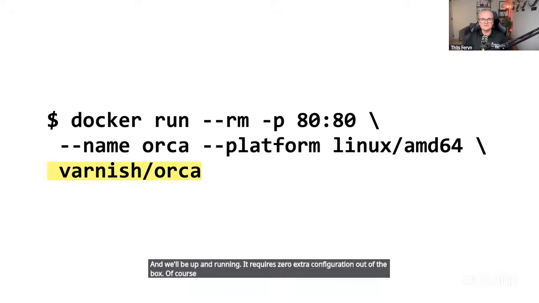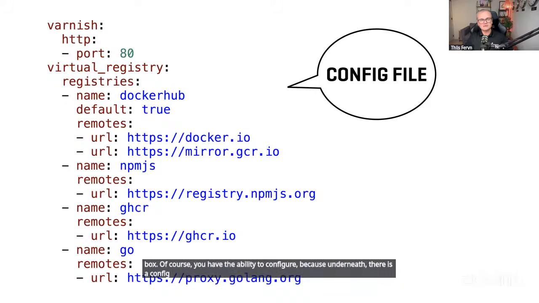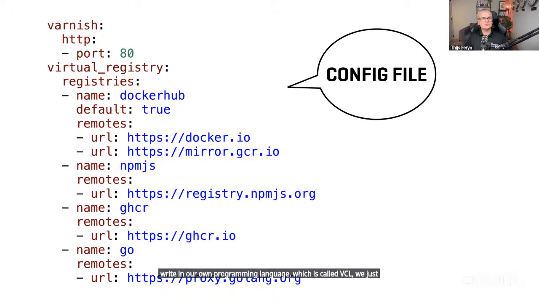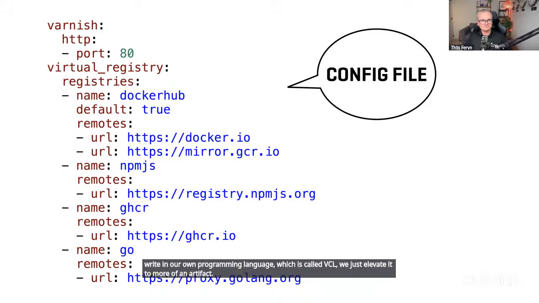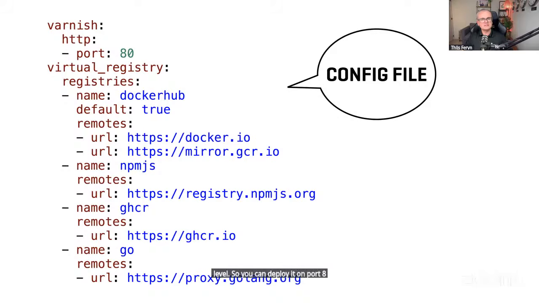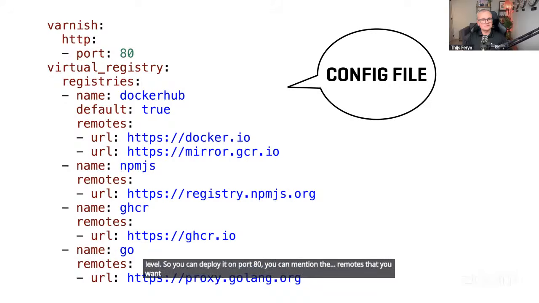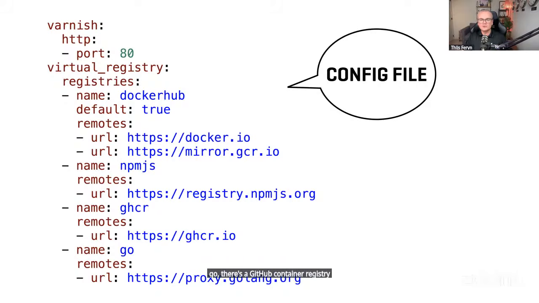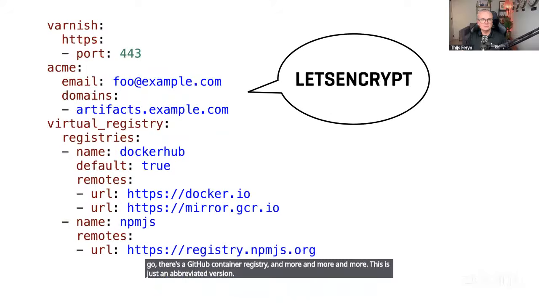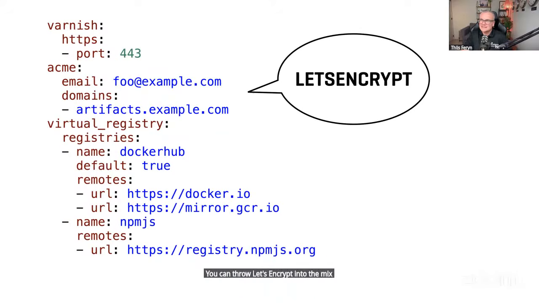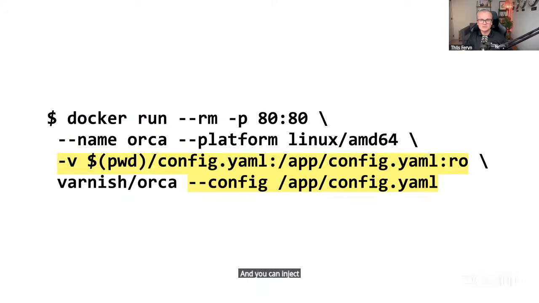Of course, you have the ability to configure, because underneath there is a config file that abstracts all the rules that we write in our own programming language, which is called VCL. We just elevate it to more of an artifact level. So you can deploy it on port 80. You can mention the remotes that you want to connect to. Docker Hub primarily lives on docker.io, but you can use the GCR mirror as a backup. There's npmjs, there's Go, there's GitHub Container Registry, and more and more and more. This is just an abbreviated version. You can throw Let's Encrypt into the mix because you'll probably need TLS for that. And you can inject all of that custom config, your own registries, just mount it into the container and get started.